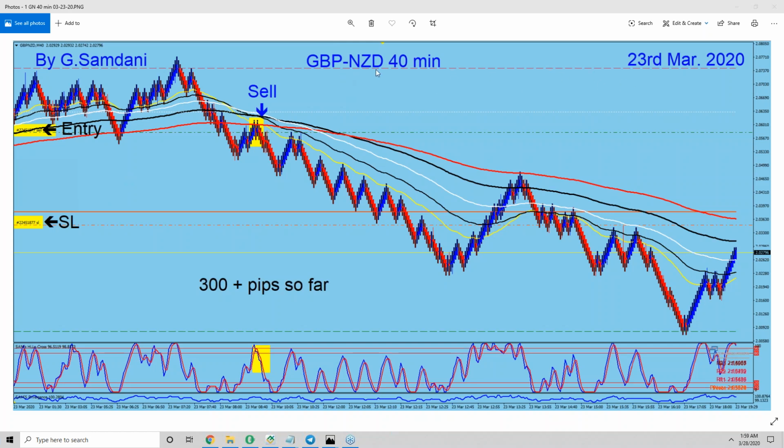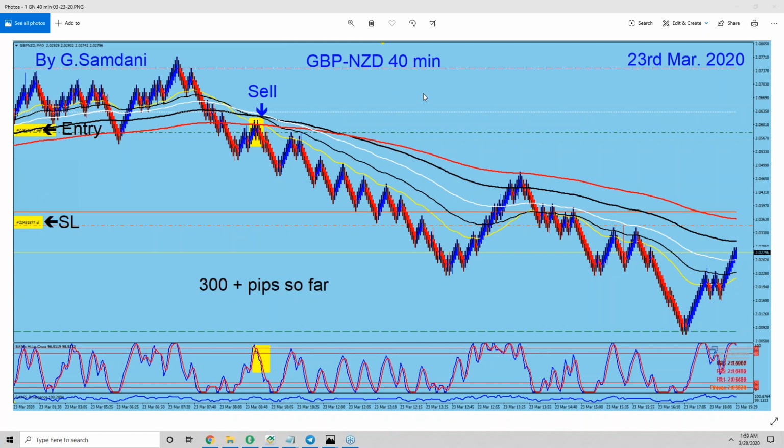So this is the first one, pound New Zealand dollar. This pair moves very big, as you know, and I was expecting a big move from the weekly TL. It was dropping, and it did. So 300 pips so far on this. Entry is here, my sell order here, and SL to move here.